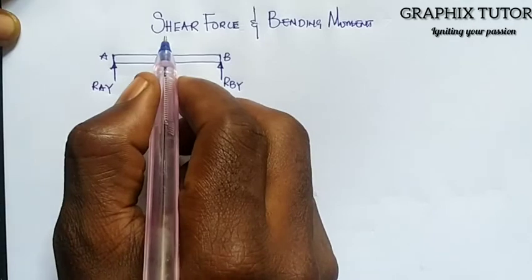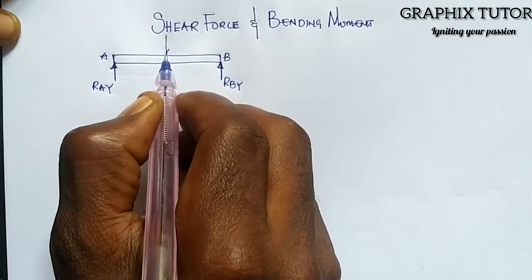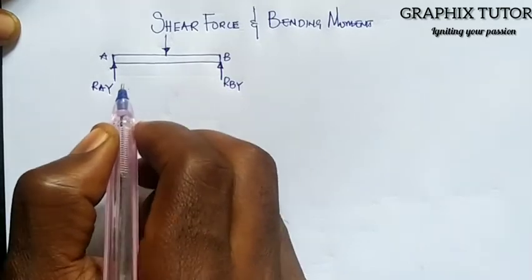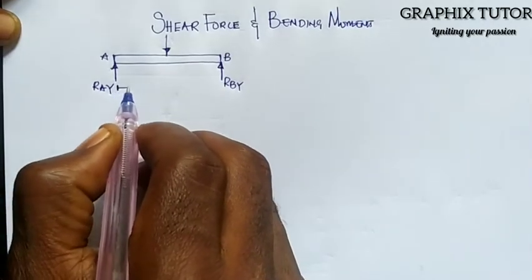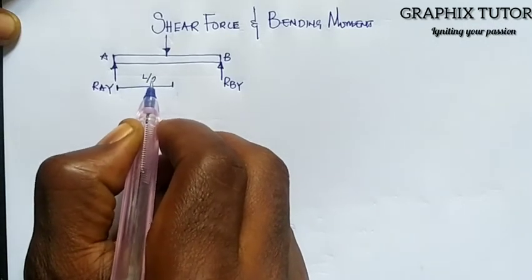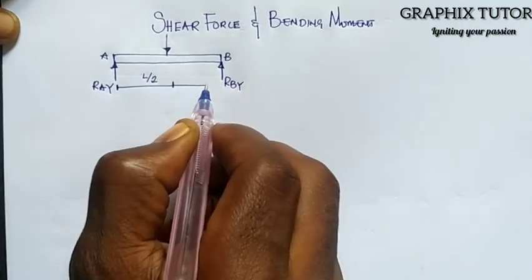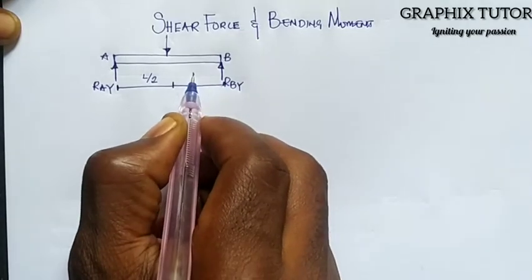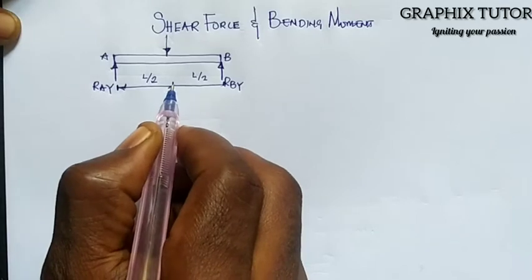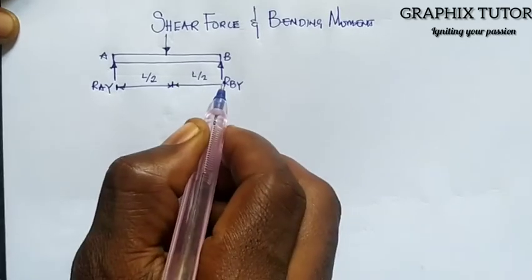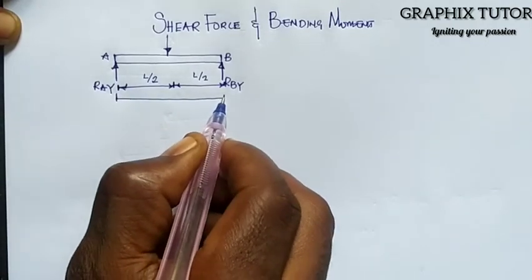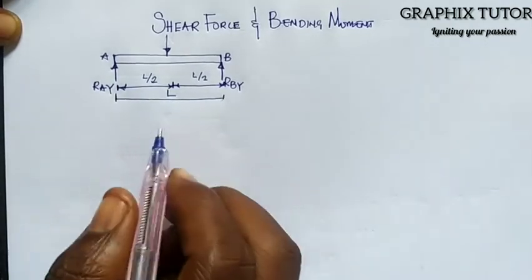Now let's assume a weight or a load is acting at the center of the beam. From here to the center is the length over 2, and from the center to the other end is another length over 2. So the entire length is given to be L, right?